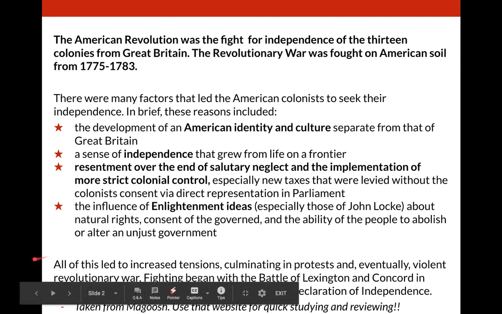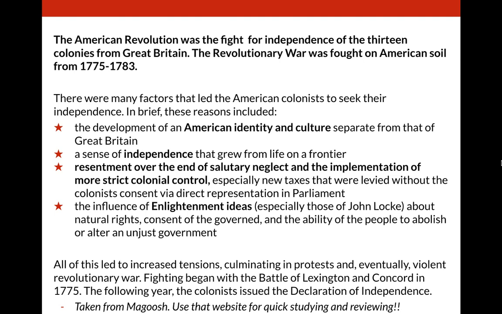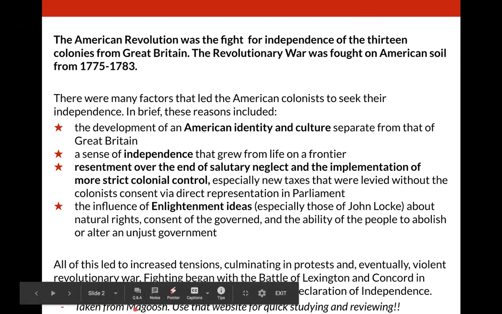So at the bottom, all of this led to increased tensions, culminating in protests and eventually a violent revolutionary war. Fighting first began at the Battle of Lexington and Concord in 1775, and the following year, the colonists issued the Declaration of Independence. This whole summary is from Magoosh, kind of a funny name, but it's a really good study site.